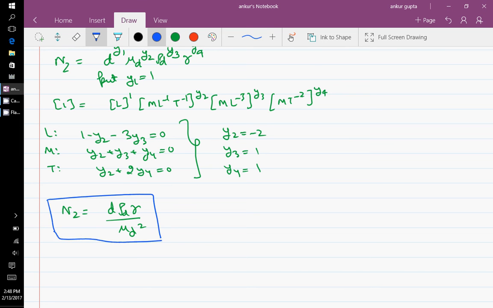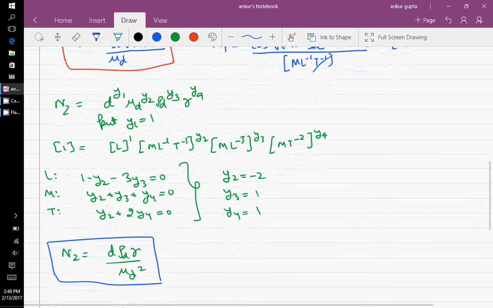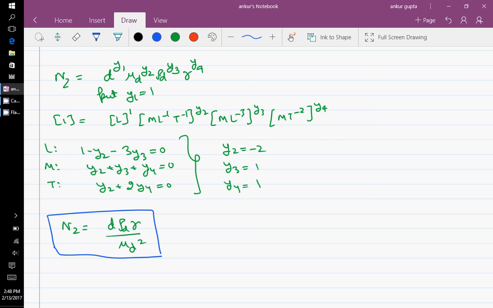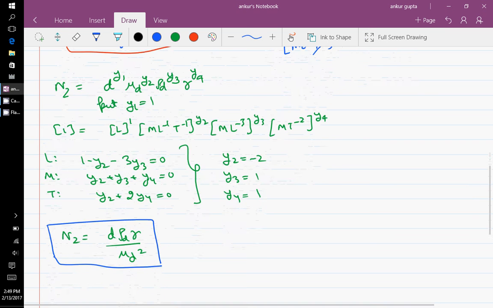Now the first thing we should note is that n2 and n1 are not related, because this has gamma and this doesn't have gamma. I cannot say that n2 is n1 square or n1 cube. They are clearly different from each other, and they have different variables, right? So you can check for yourself that n2 has dimensions of unity, verifying it like we did for n1.